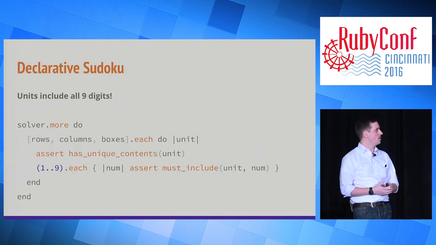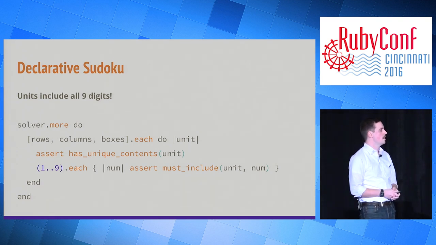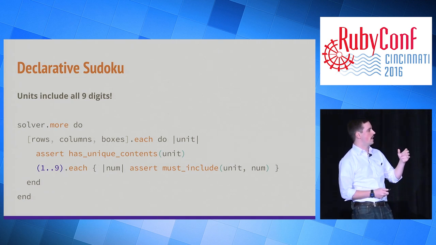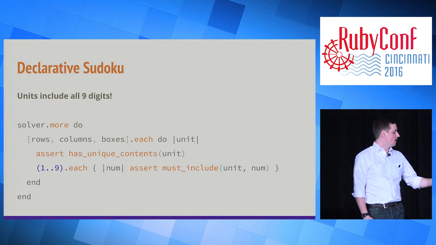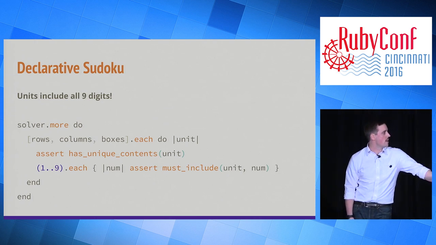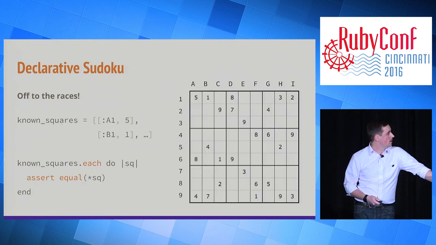Next, we want to say each unit has to include all 9 digits. So if we have data structures to represent our rows, our columns, and our boxes, we can say each unit has unique contents. We're making that assertion. We're making that claim. And we can say those values 1 through 9, we're going to assert that each of them must be included in each unit. Each of them must be included in each row or column or box. So we're making these assertions to the logic solver, saying, hey, take me into account. I'm a rule that you need to follow. And then we're off to the races.